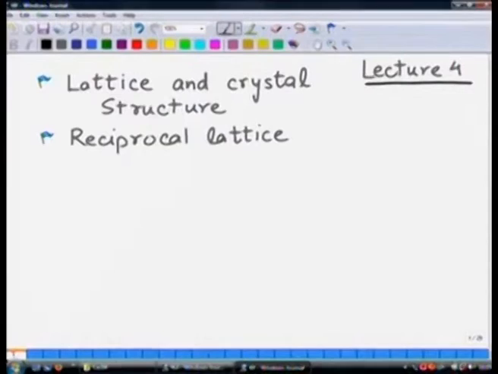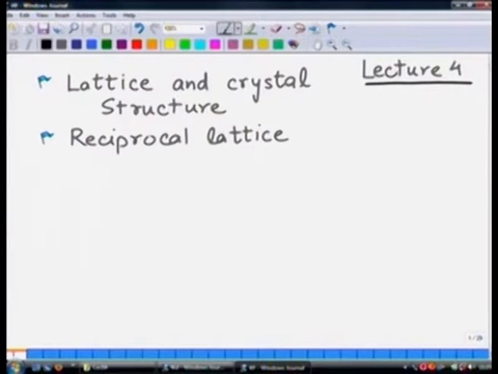and this lattice, crystal structure and reciprocal lattice is a review. I am just going to review so that I take along all the students, but I expect most of you to have seen this before. So I will go a little fast and pick only the relevant portions. This lecture number 4 is a review lecture on lattice, crystal structure and reciprocal lattice. I will just take the fundamentals here and not go into great detail.